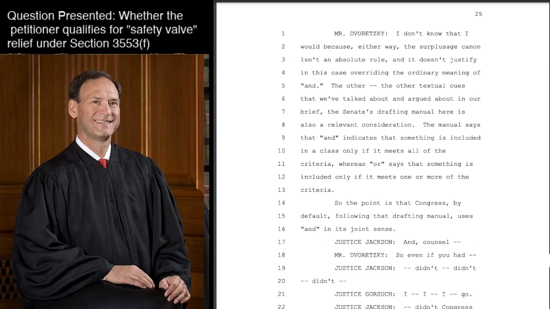I don't know that I would, because either way, the surplusage canon isn't an absolute rule, and it doesn't justify, in this case, overriding the ordinary meaning of "and." The other textual cues that we talked about and argued about in our brief, the Senate's drafting manual here is also a relevant consideration. The manual says that "and" indicates that something is included in a class only if it meets all of the criteria, whereas "or" says that something is included only if it meets one or more of the criteria. So the point is that Congress, by default, following that drafting manual, uses "and" in its joint sense.